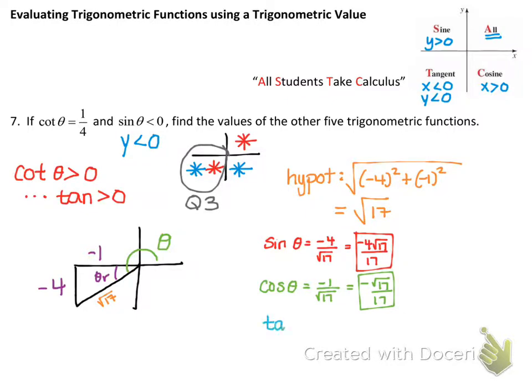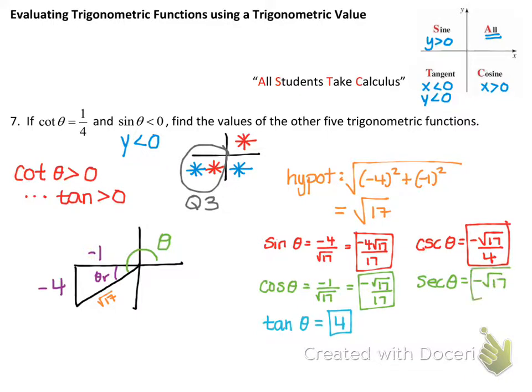Tangent, we actually already figured out what tangent was. And we don't have to even look at the triangle. We were given that cotangent is 1 over 4, so tangent is 4. Cosecant is going to be -root 17 over 4. Secant is going to be -root 17. And we know already that cotangent is 1 over 4.